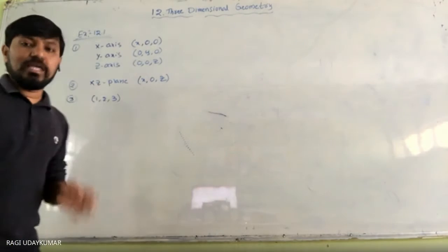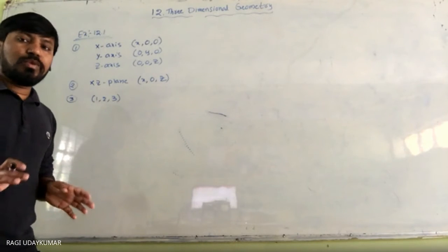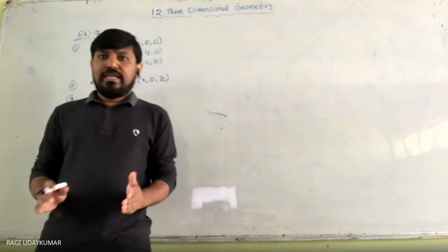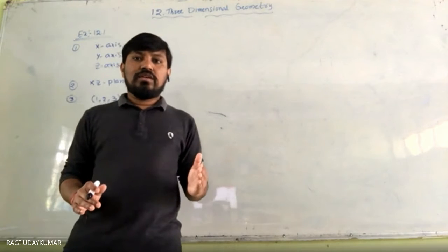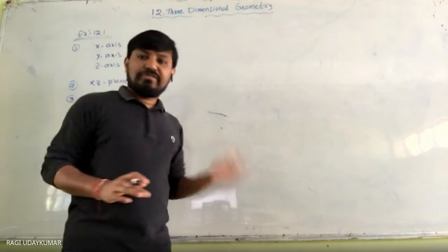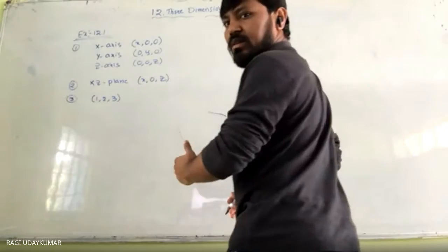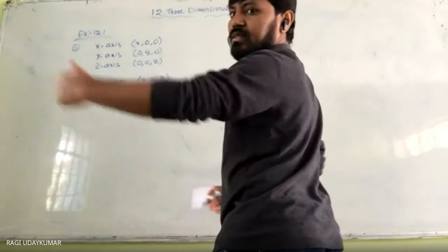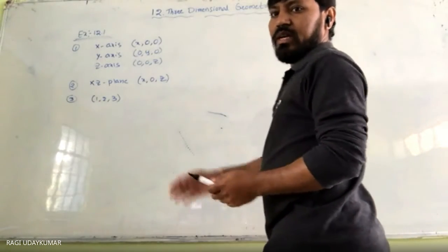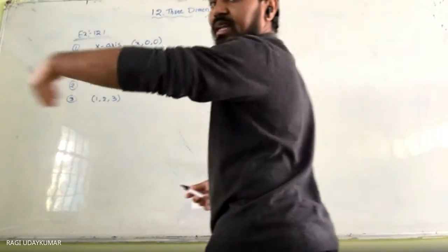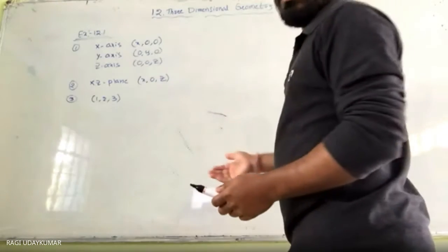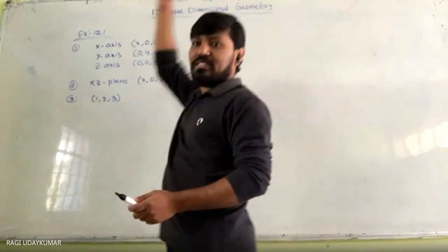Otherwise, consider the room where you are staying as the first octant. This is an easy way to remember. Suppose I am standing here: my left-hand side is the x-axis, the front is the y-axis, and the corner you consider the z-axis.